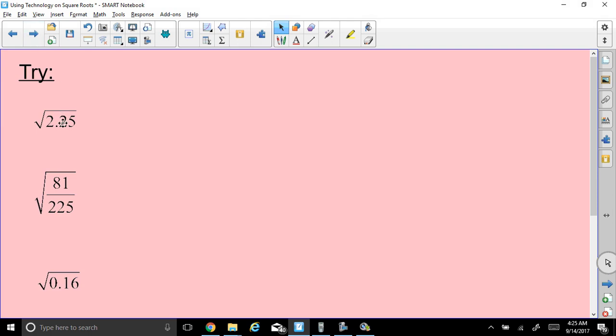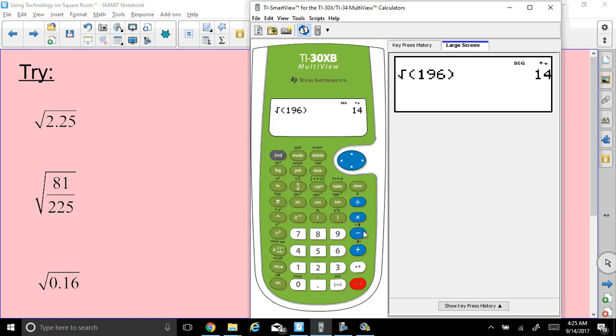Here we have some decimals and fractions, and there's another one with a decimal. Let's just try one with the decimal and try one with the fraction. So let's see. Press second, press your square root button, and 2.25. So we can do square roots with decimals? Yes. Close the parenthesis and press enter, and we get 1.5.